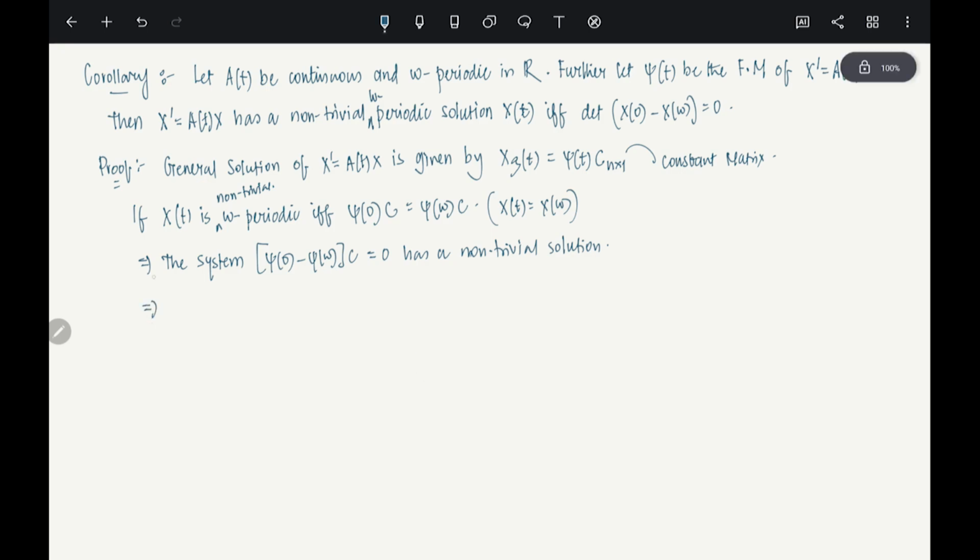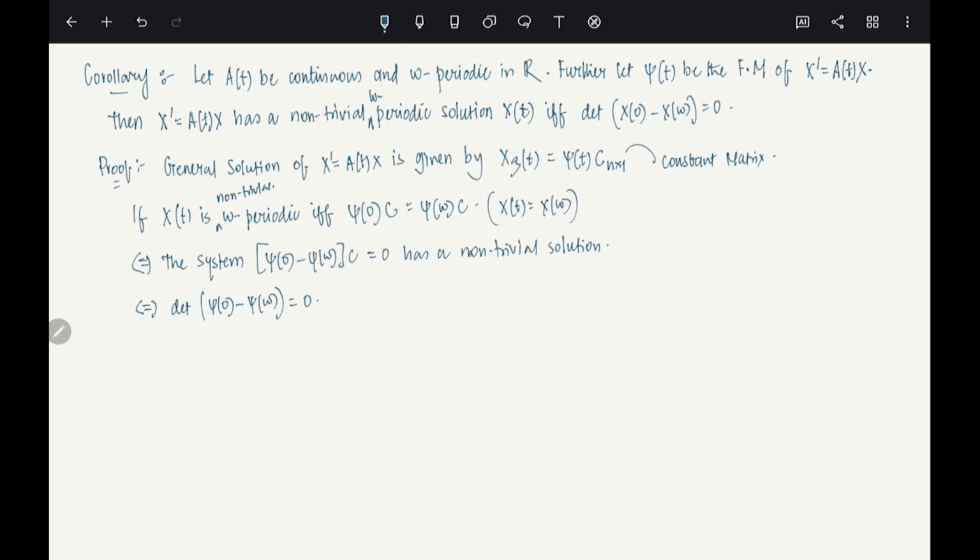That will imply, and it is actually if and only if, that the determinant of psi of 0 minus psi of w has to be 0. Otherwise, this system cannot have a non-trivial solution. That's just the basic system of linear equations stuff, right? If the determinant is non-zero, then this system has a unique solution, and the unique solution will be given by c equals 0. But since the system has a non-trivial solution, c is not equal to 0, essentially. So there is one entry which is non-zero. Hence, this has to be true.